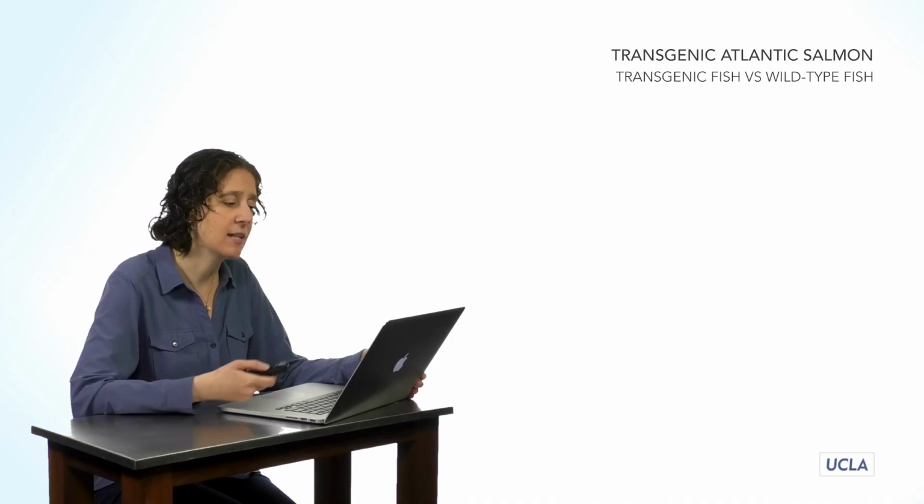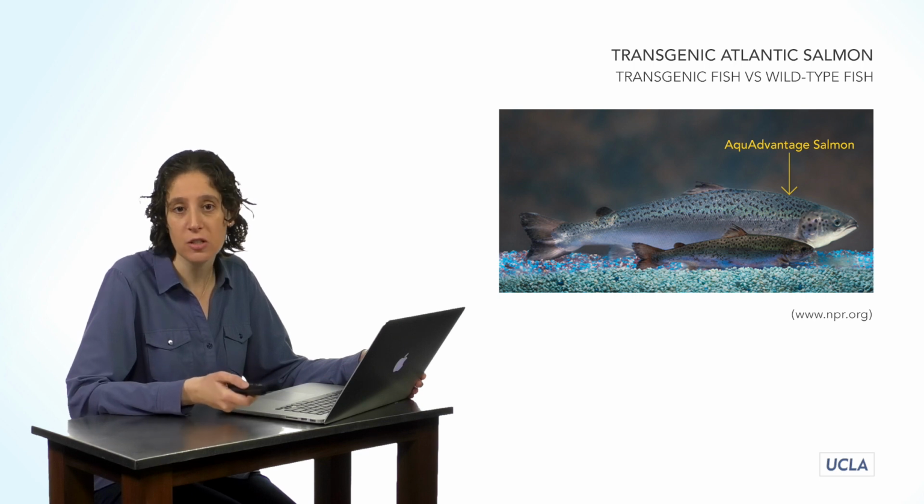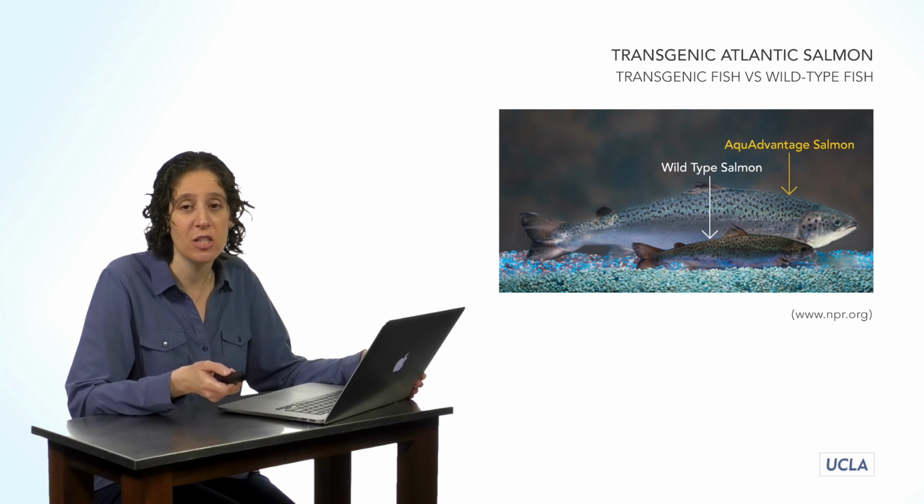What researchers found from doing this is that the transgenic salmon grew to be much larger than their wild-type counterparts. You can see that in this photo where the yellow arrow indicates a transgenic fish side by side with a wild-type fish. And as you can clearly see, the transgenic fish is much larger than the wild-type fish.